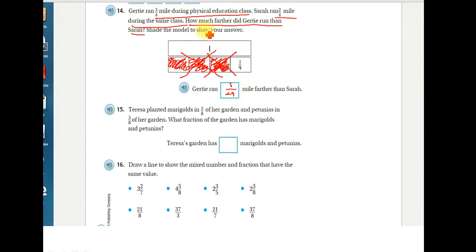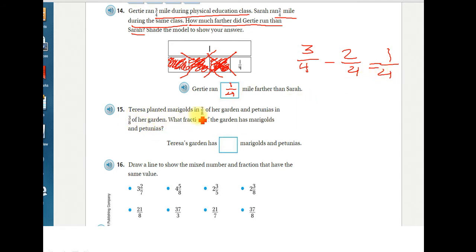That's all it means. So it's just a word problem and a model that is showing a simple subtraction problem, right? 3/4 minus 2/4. That's all we're doing, and we get 1/4. Okay? Alright, let's jump down to number 15.